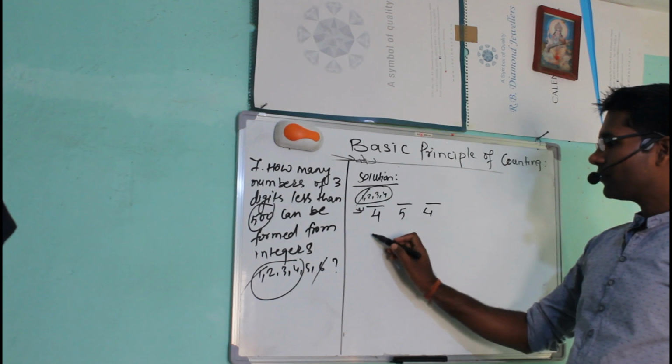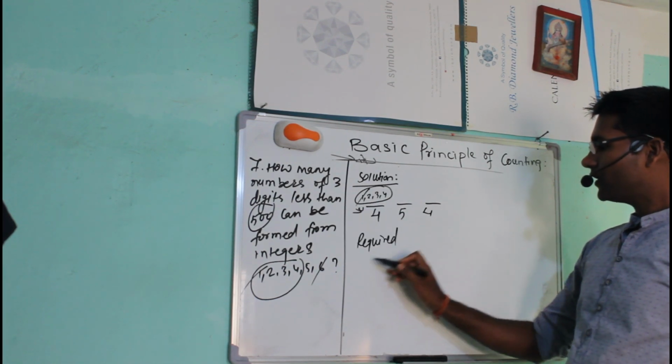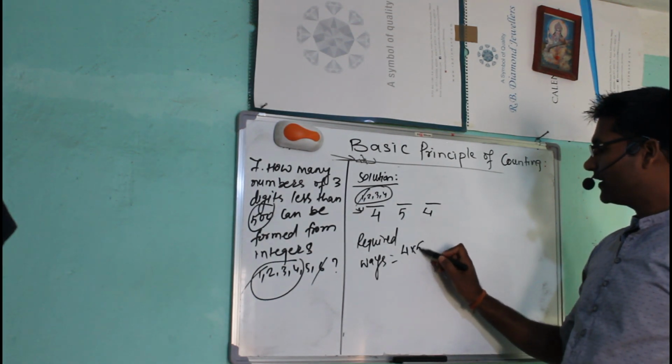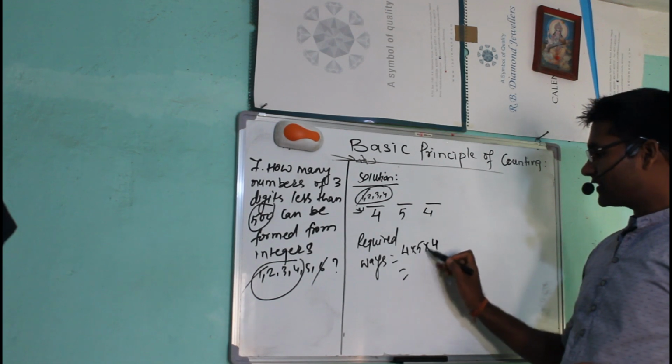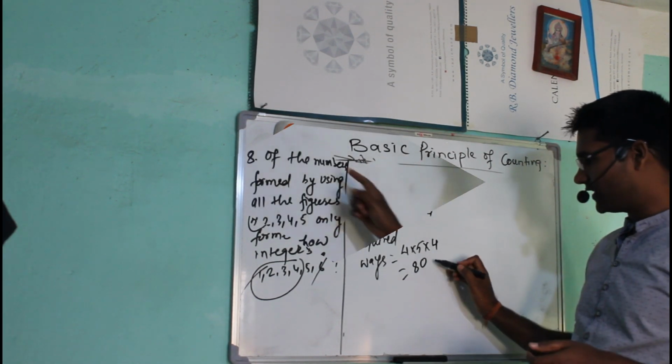So by the basic principle of counting, the required number of ways will be simply 4 into 5 into 4. That's 20 into 4. It will be simply 80. That's your answer.